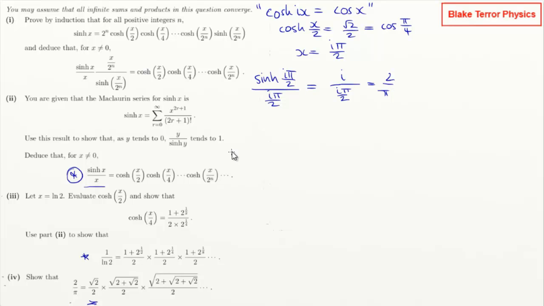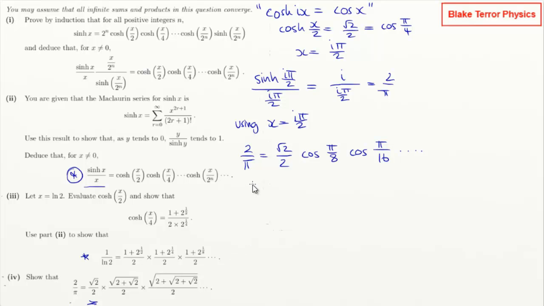So I need to show then that cosh of x over 4 is then going to be, so I need cos of pi over 8 is what I'm going to need on this. So at the moment then I'm saying that, okay, using x equals i pi over 2, I've now got that 2 over pi is equal to root 2 over 2 times cos of pi over 8 times cos of pi over 16, etc. So now I need to show what cos of pi over 8 is.